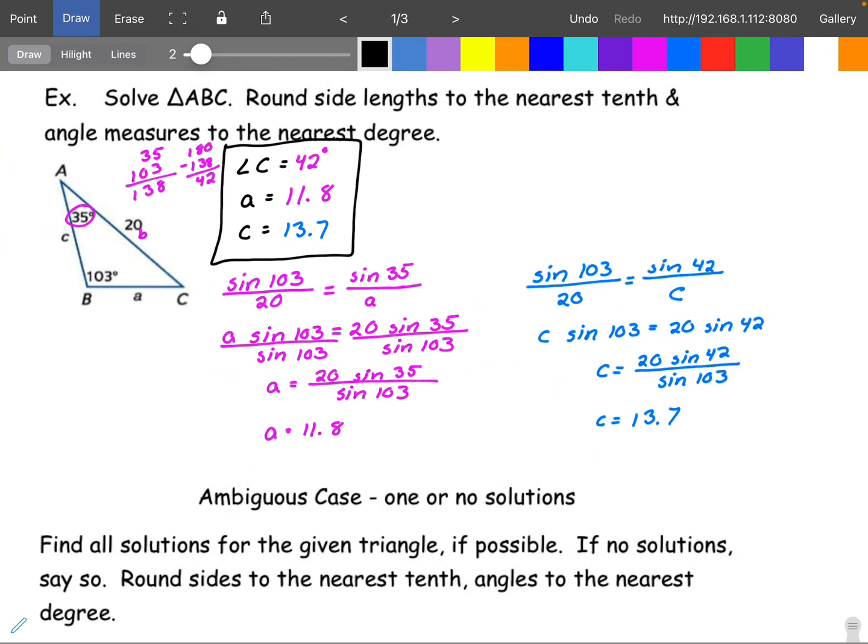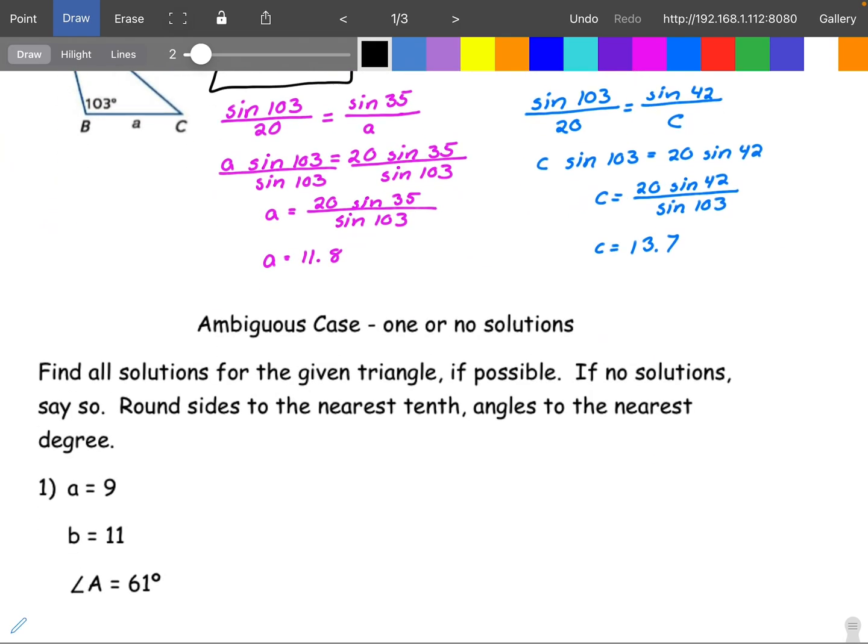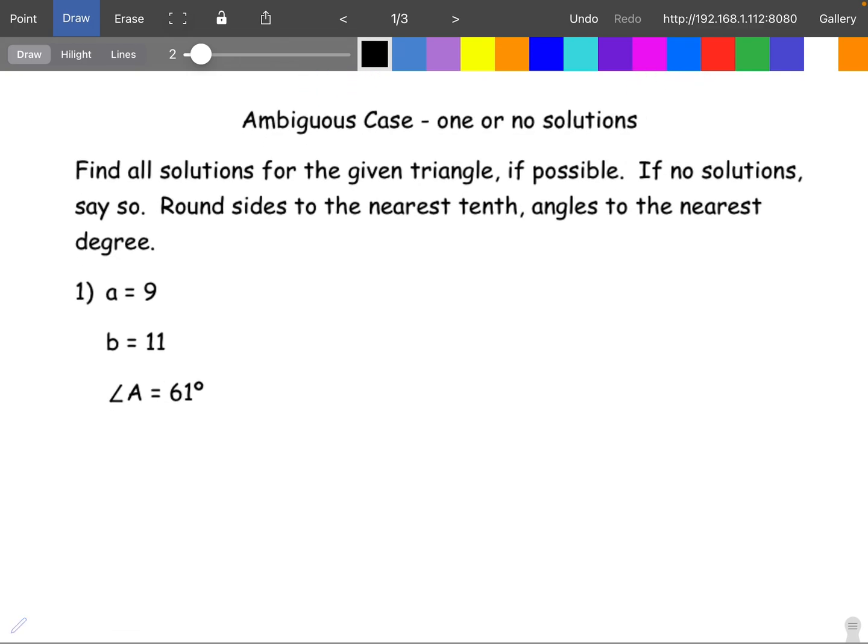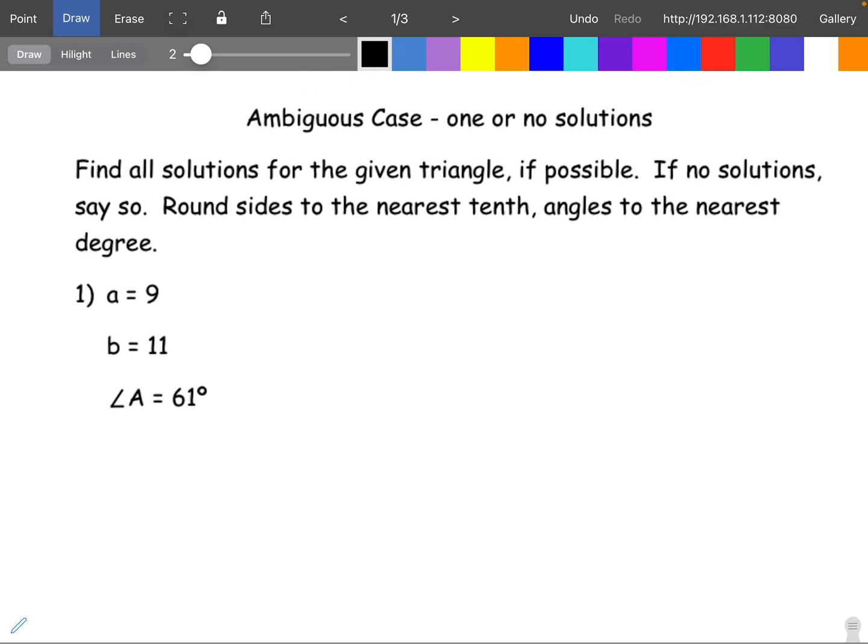So the next thing that we want to look at is what we call the ambiguous case. So the ambiguous case means that it might be possible to create more than one triangle from the given information. Now we're going to begin with looking at the ambiguous case when there is either one or no solution. So it is possible with the information they give you, with the fixed angle and the fixed sides that they tell you, that it is not possible to create a triangle with those measurements. And so we're going to be able to see using our calculations when that's not possible.